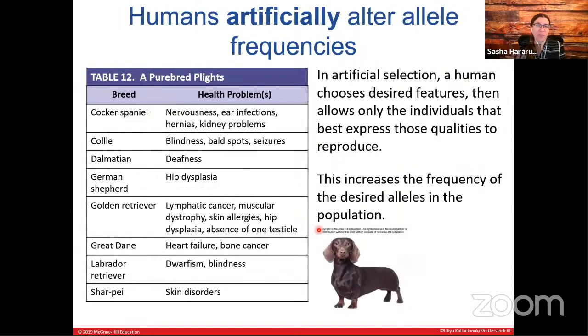Same for dogs. We have a crazy variety of traits in dogs now. We have a crazy amount of breeds, and all of those breeds were virtually generated from wolves. Examples of various breeds are Cocker Spaniel, Collie, Dalmatian, and German Shepherd. I have a boxer. These are all examples of artificial selection.